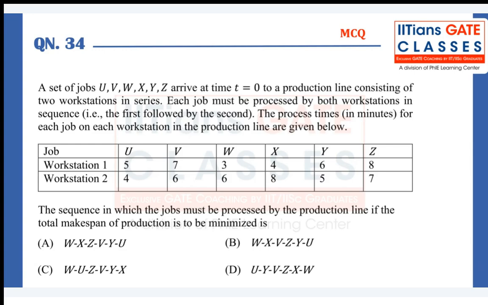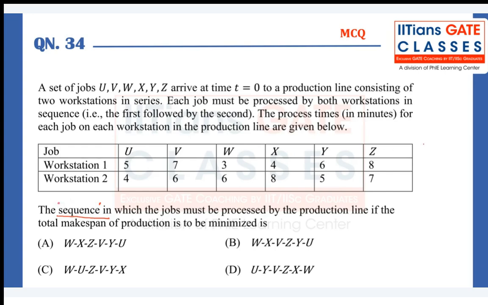I told you that we have solved so many questions. So now here, it is the n jobs 2 machines model, guys. Now the sequence in which jobs must be processed by the production line, if the total makespan of the production is to be minimized. What do we need to find? The sequence we need to find.